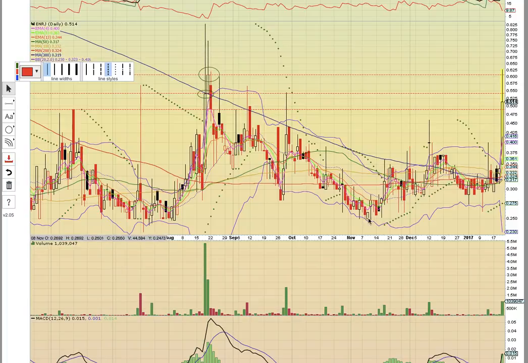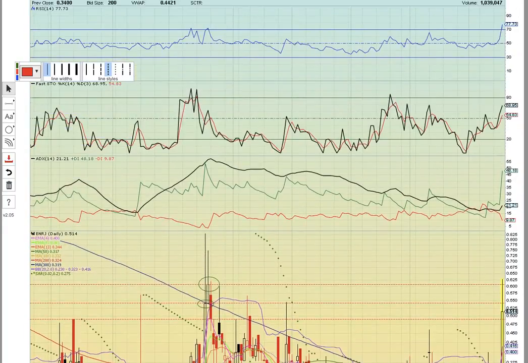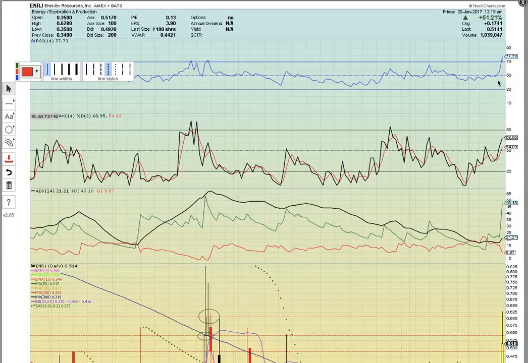You can see that there's been an uptrend off of the lows. Something to look at here is Fasto has a little more room to run. RSI now is at overbought levels.